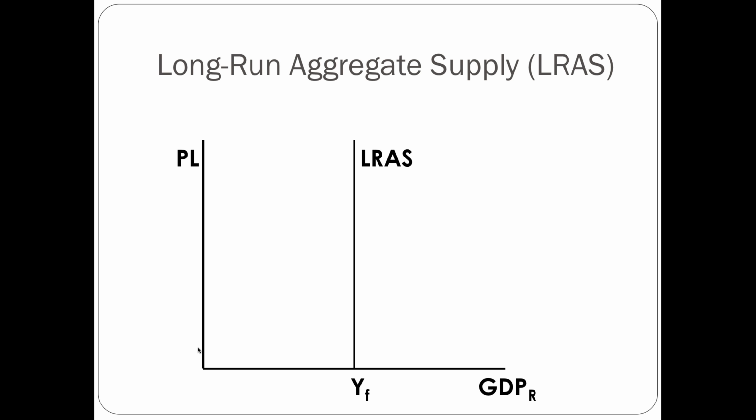This is a very special type of output. This is the output where all resources are being utilized. You're at full employment, about 5% unemployment. So the long-run aggregate supply is always going to be above full employment output, which is represented by the variable YF.